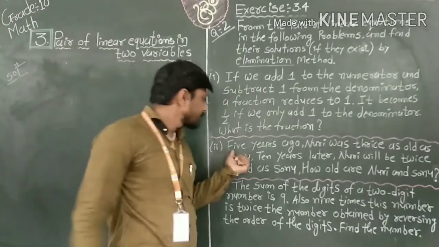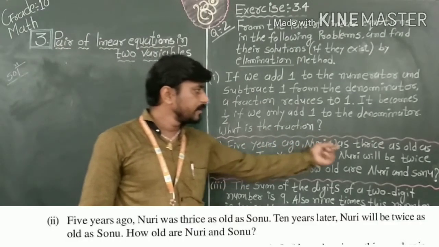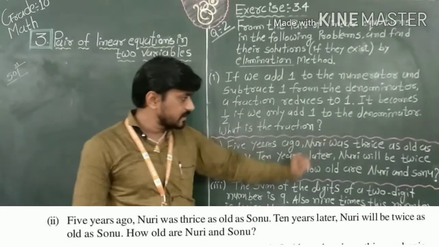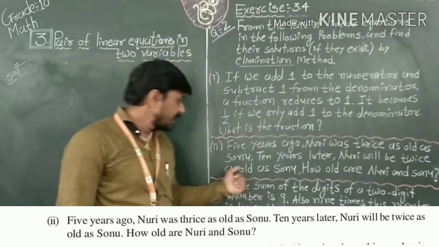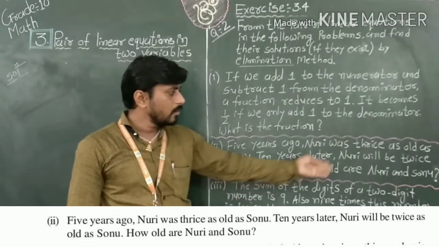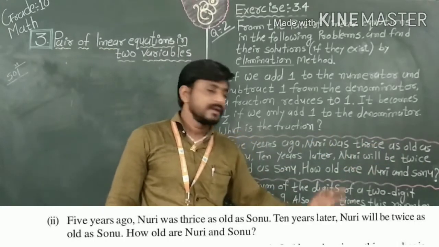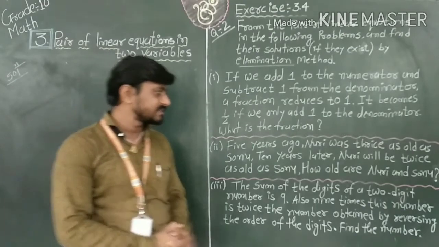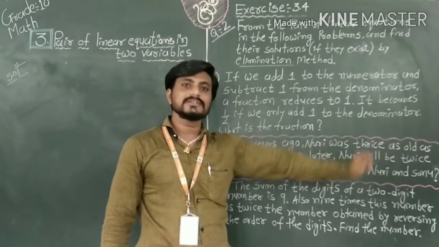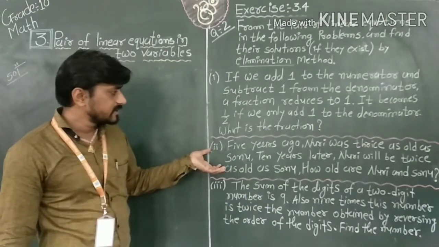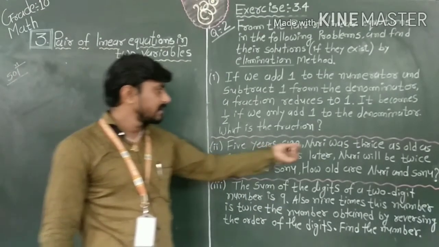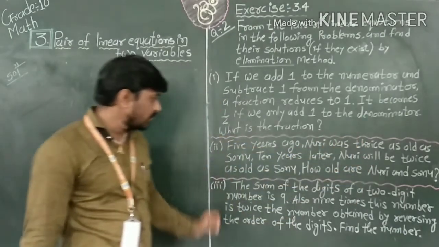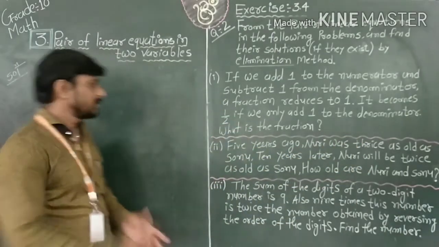Now look, 5 years ago, Nuri was thrice as old as Sonu. 10 years later, Nuri will be twice as old as Sonu. How old are Nuri and Sonu? Here in this word problem, we want to find the present ages of Nuri as well as Sonu. Here, two conditions. First of all, we suppose the present age of Nuri is x years and the present age of Sonu is y years.